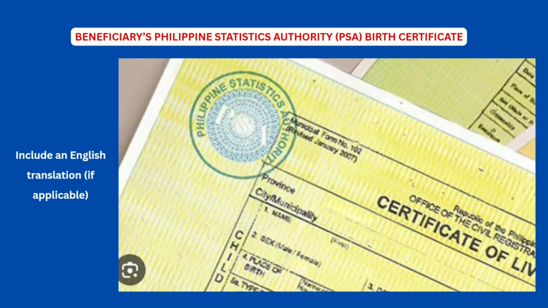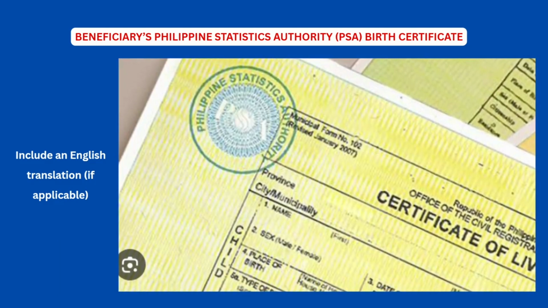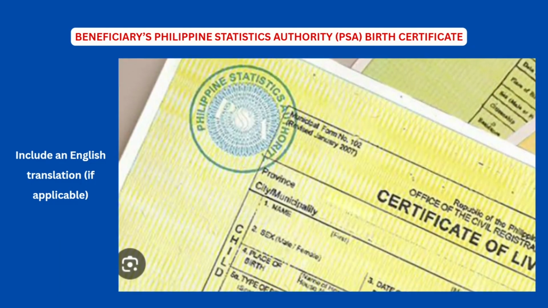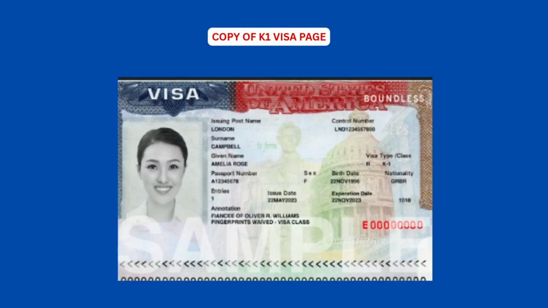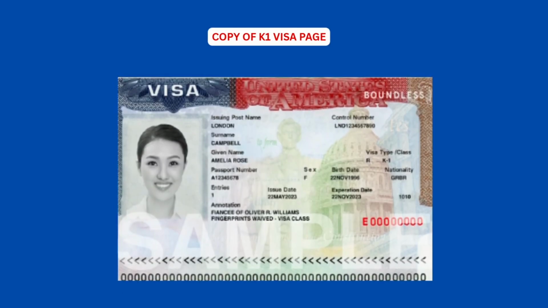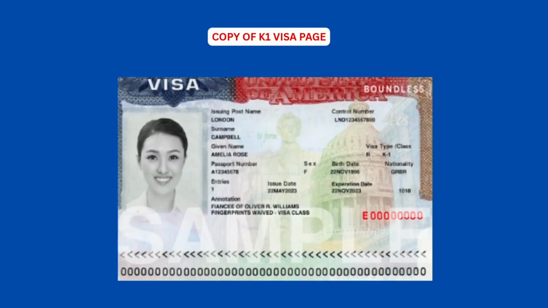Another document that we included in our green card application is a copy of my birth certificate, or the PSA copy of my birth certificate from the Philippines. Next, we included a copy of my passport bio page. This is my Philippine passport bio page copy. So guys, don't forget to include a copy of your K1 visa page.